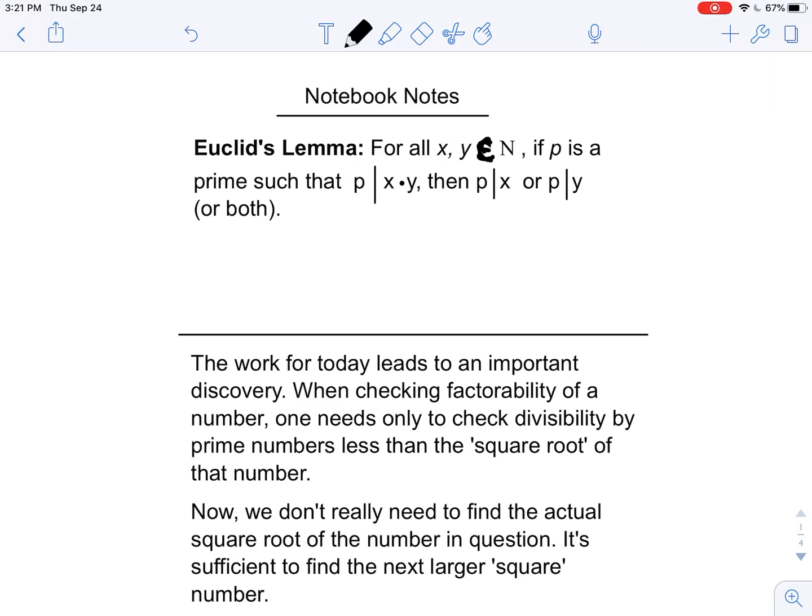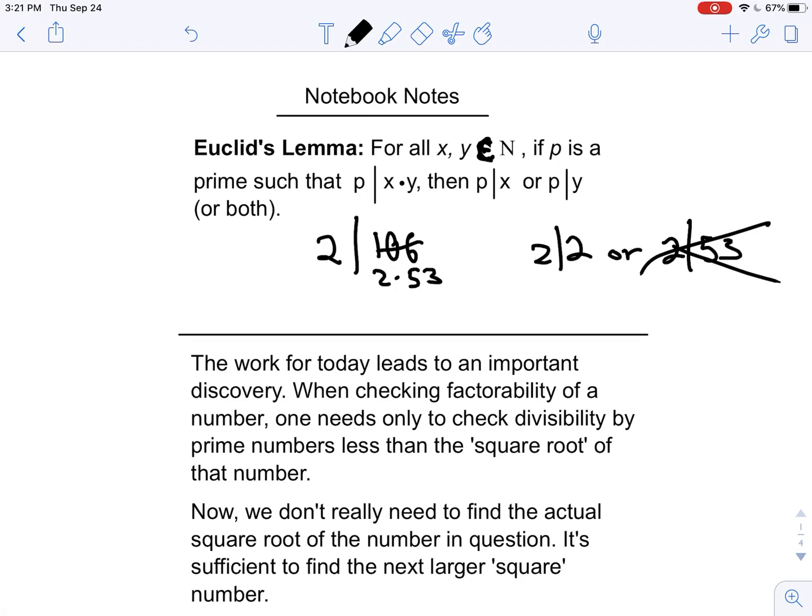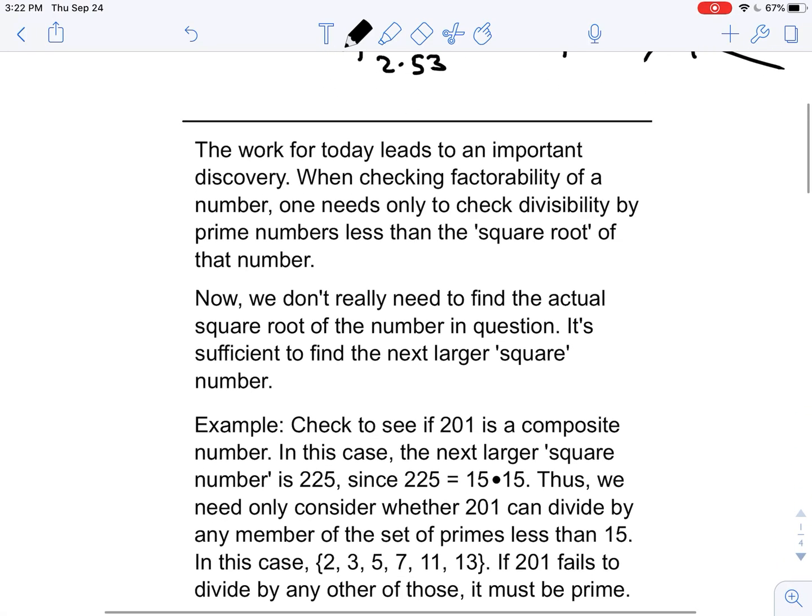So, quite simply put, if, for instance, I know that 2 divides 106, that means that 106 is 2 times 53. Fine. Then 2 divides 2, or 2 divides 53. One or the other. Obviously 2 doesn't divide 53, but we know it definitely divides 2. But you can do this with any natural numbers that fit this situation, where p is a prime and x times y represents some other natural number that p is a divisor of.